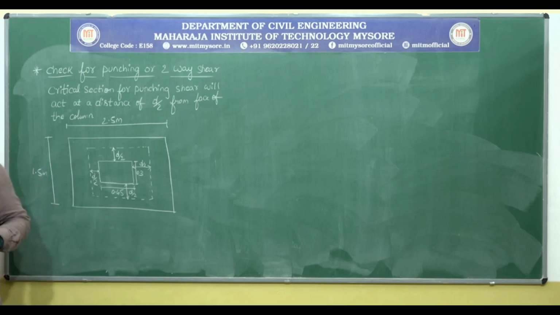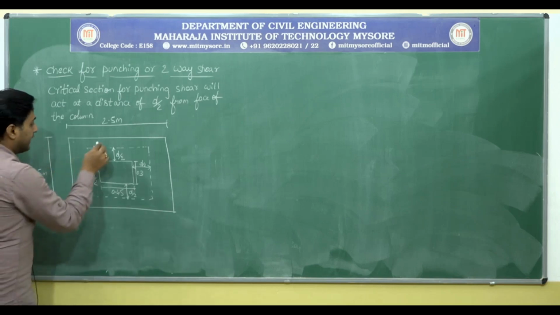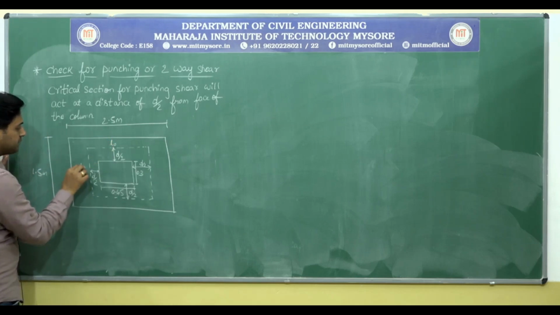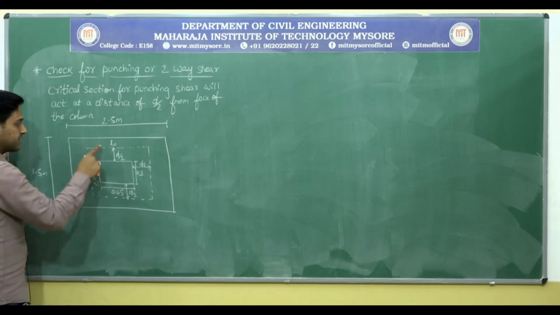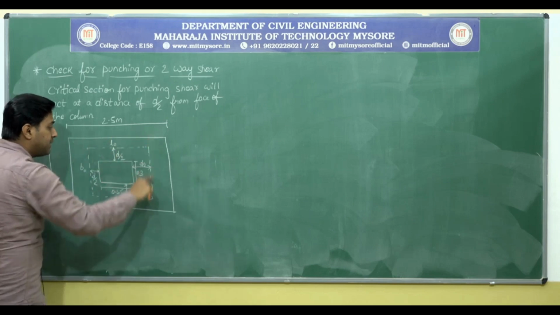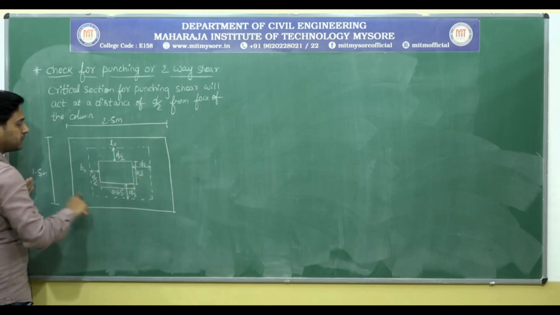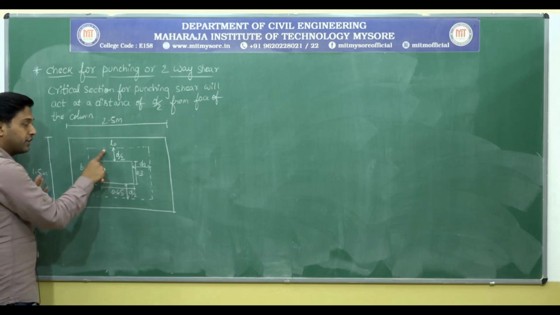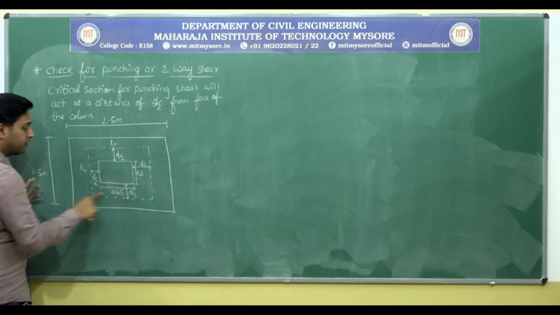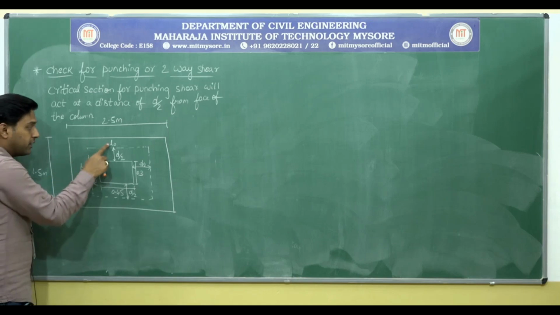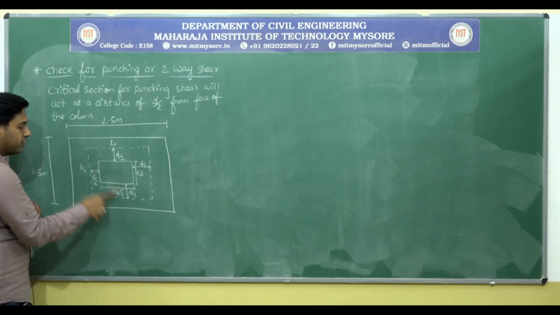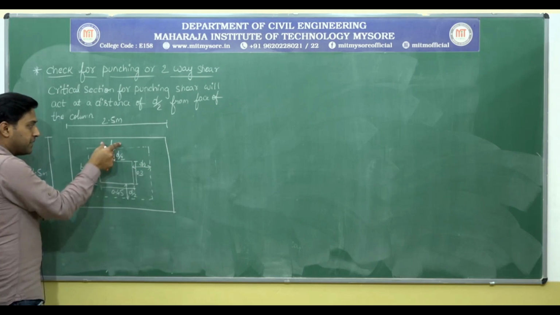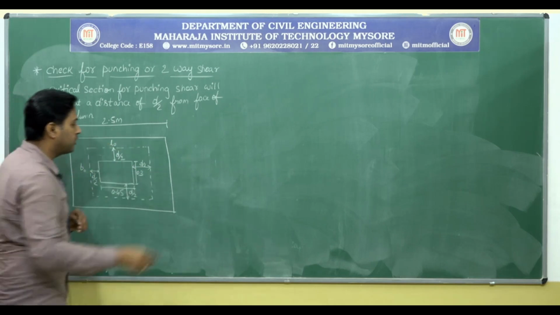Okay, so first let me calculate the perimeter of this. Let me call this distance L0 and this distance B0. If I want to calculate the perimeter, don't you think it is the outer entire length of this diagram? So if this is L0, obviously this is also L0. If this is B0, obviously this is B0. So first let me calculate what L0 is and what B0 is.